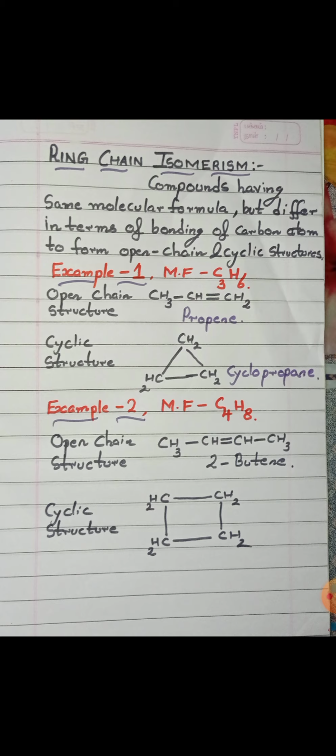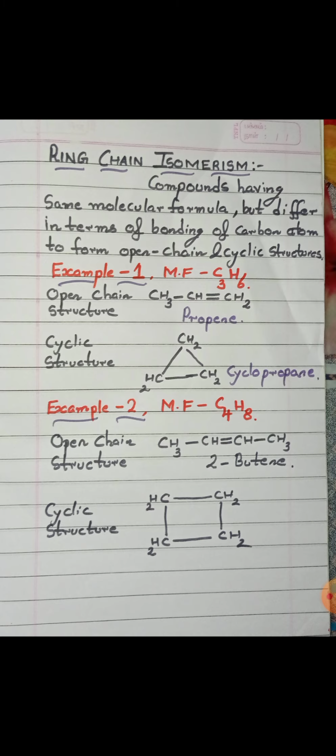Either propene or cyclopropane. The propene is what? A chain type compound. The cyclopropane is a ring type compound. Another example is C4H8. The open chain structure is 2-butene. 2 indicates the position of the double bond. Butene means it has a double bond.